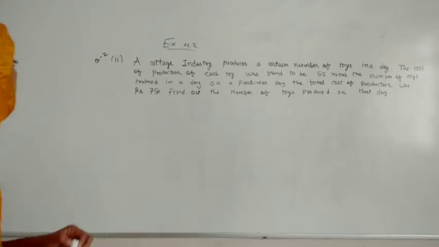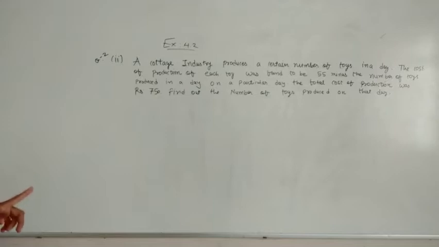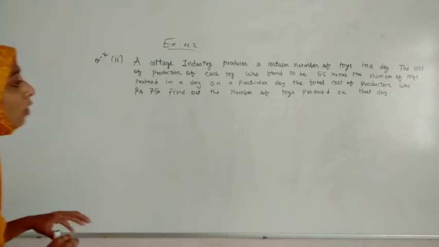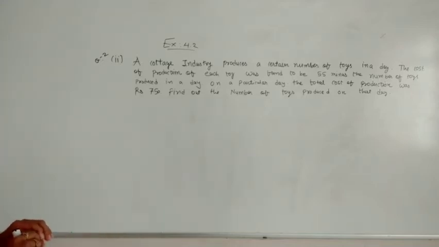Now let me begin the second question. Second problem, sums of exercise 4.2. A cottage industry produces a certain number of toys in a day. Here we have to guess one number that we are not already knowing. The cost of production of each toy was found to be 55 minus the number of toys produced in a day.